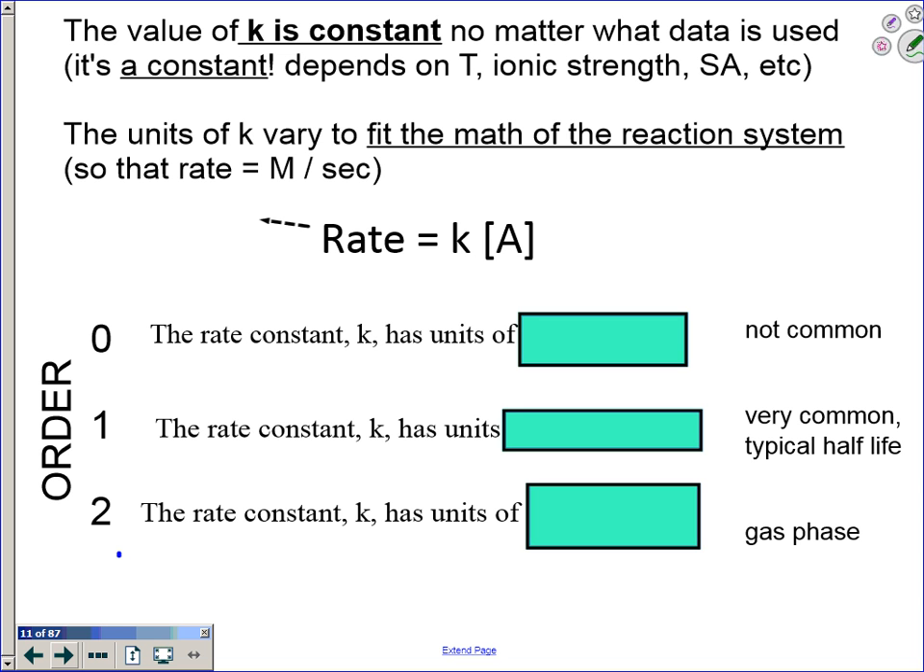And there are a couple of other things that it depends on. It depends on how strongly ions or other things can be bonded together. So if it takes a while to overcome that bond, it will slow the rate down. So that will be reflected in our K as well. Generally there's more than that, but those are the other two that we generally regard as manipulating K. And then we just said this: it will fit the math of the reaction system, so that rate will always equal molarity per second. All right, thumbs up when you're good here.